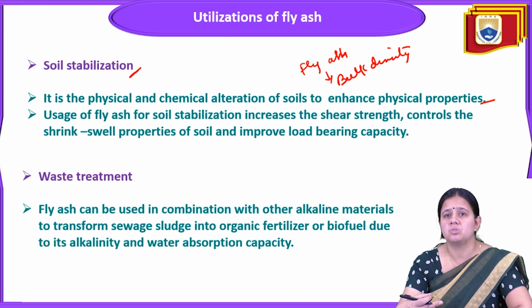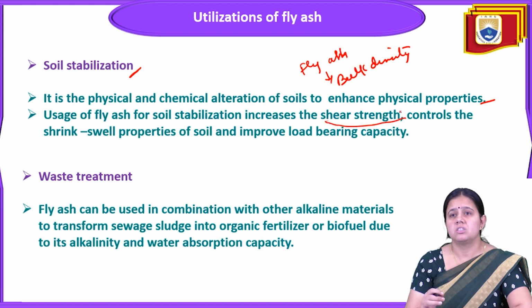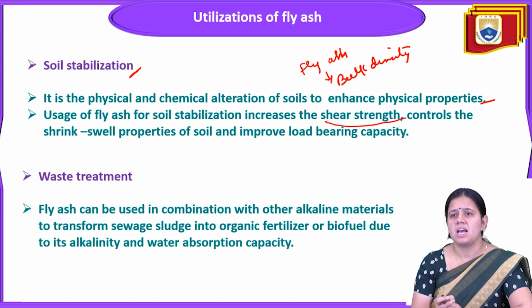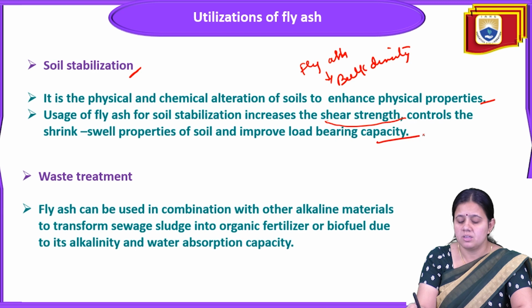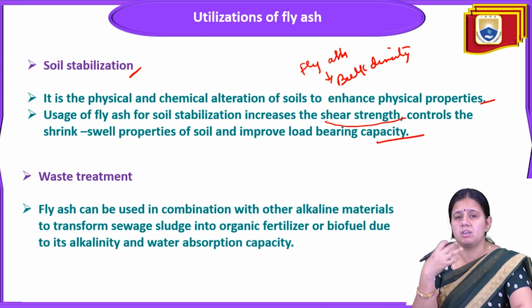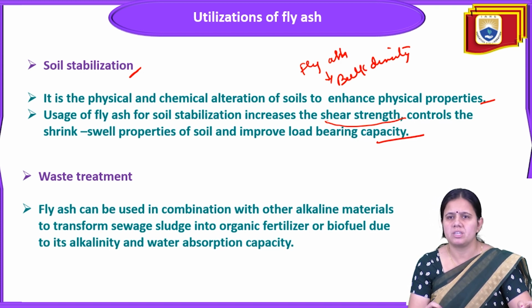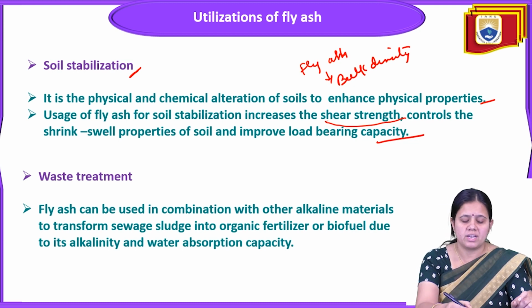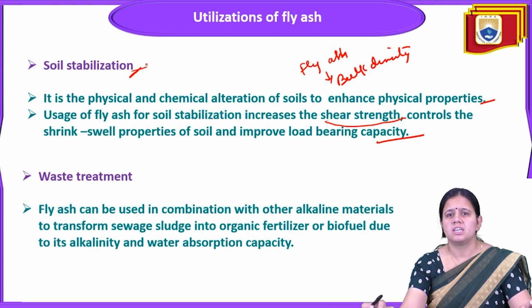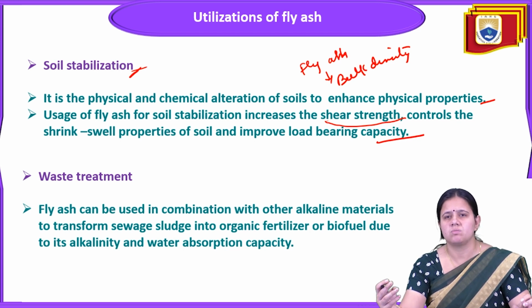properties of soil. The use of fly ash for soil stabilization basically increases the shear strength. The shear strength of the soil is increased, and it controls the shrink and swell properties of soil and improves load bearing capacity. So this is called soil stabilization. This soil stabilization can be achieved by adding fly ash into the soil, and fly ash is going to improve the chemical and physical characteristics of the soil.